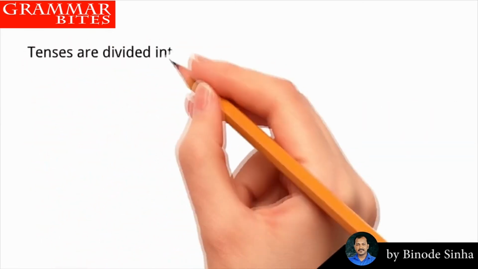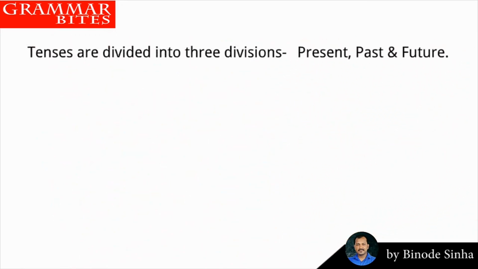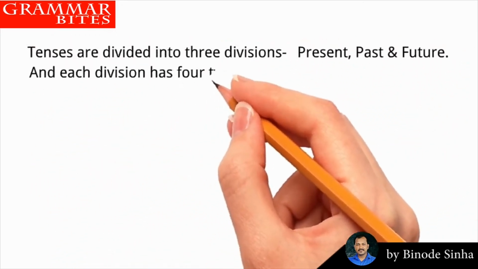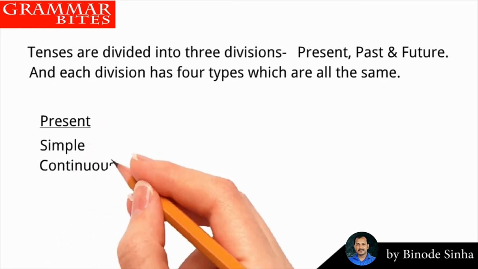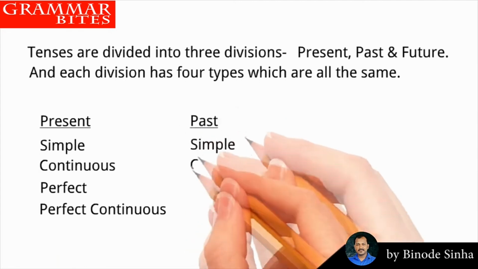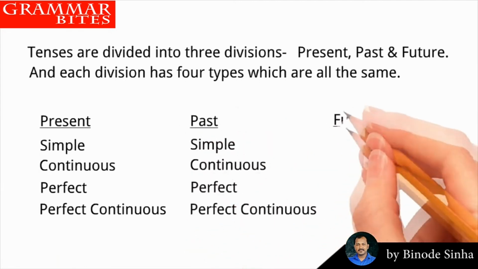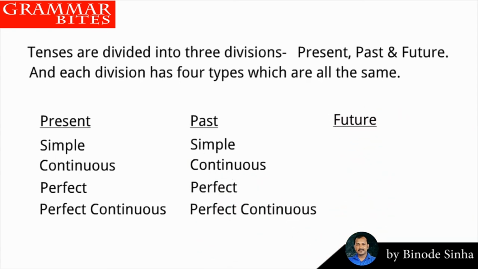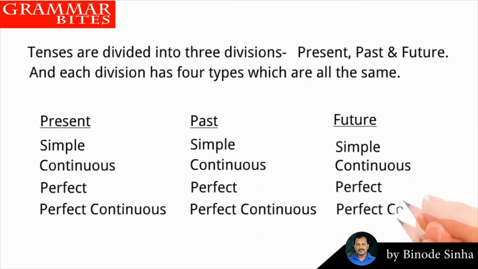Tenses are divided into three divisions: present, past, and future. And each division has four types which are all the same. In present, the types are simple, continuous, perfect, and perfect continuous. In past too, the types are simple, continuous, perfect, and perfect continuous. And in future, the types are the same: simple, continuous, perfect, and perfect continuous.